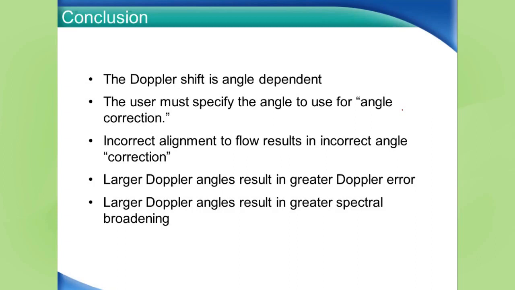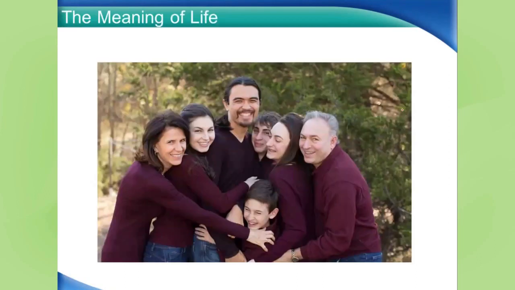And also what we saw is not only do we have that problem, that larger Doppler angles result in greater spectral broadening, which also can result in incorrect peak velocity measurements. And therefore, if we're going to make pressure gradient measurements, errors in that as well. So that concludes the lecture.